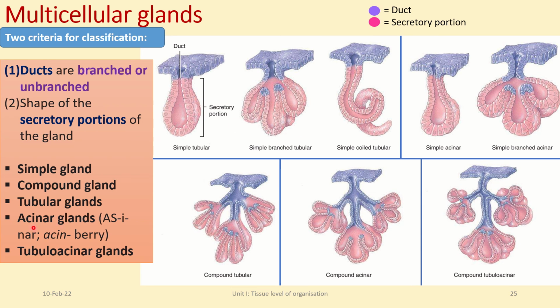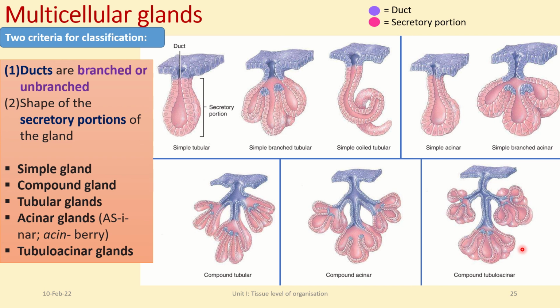The fourth ones are the acinar glands. Acinar, acin meaning berry. So they are also called alveolar glands. They have rounded secretory portions. For example, compound acinar, you can watch that they have got rounded portions. They're not very tube-like, they have got rounded portions towards the end. And the last ones are the tubular acinar glands, which are a combination of both. They also have tubular portions and they also have rounded secretory parts.